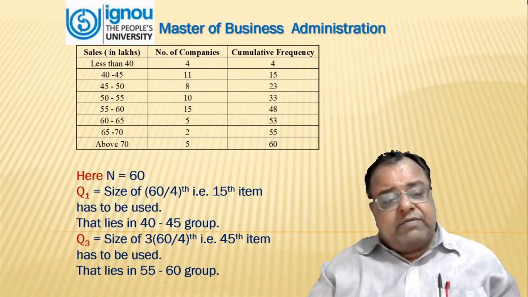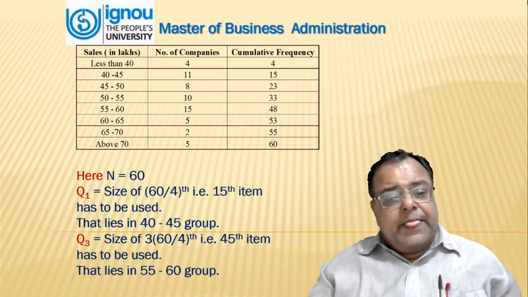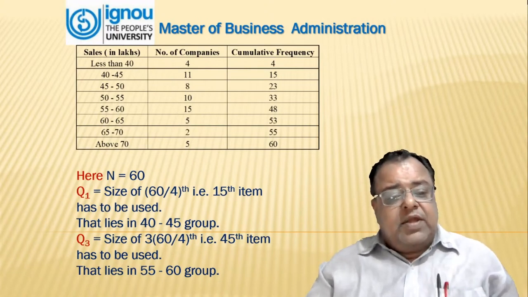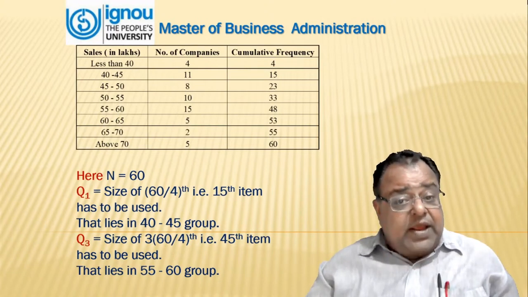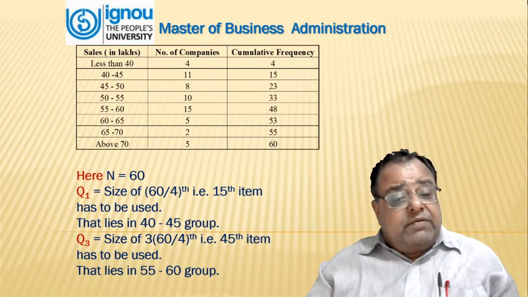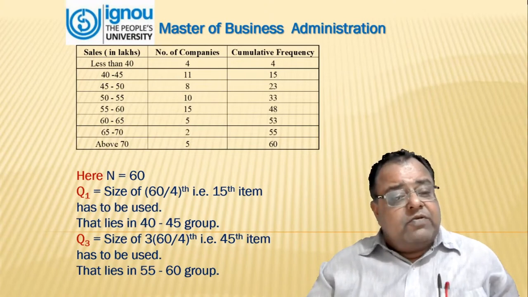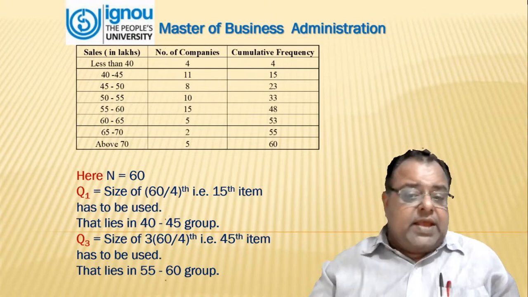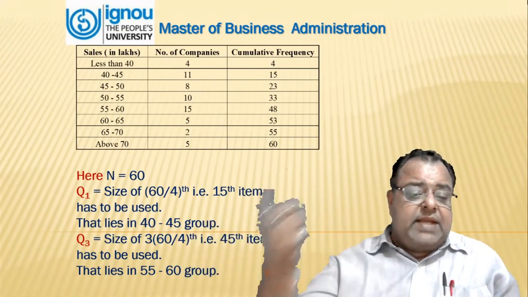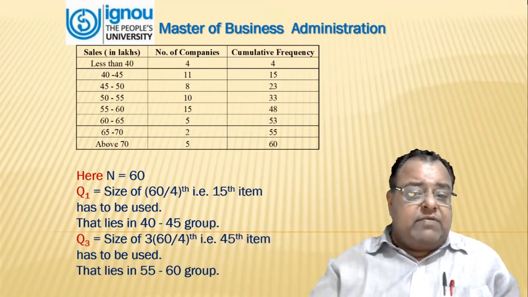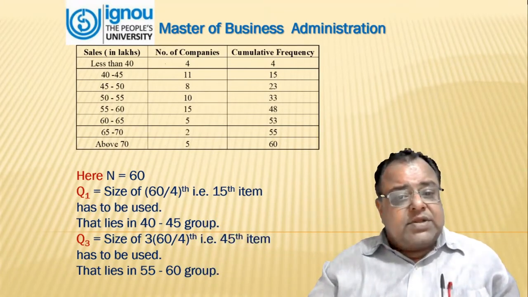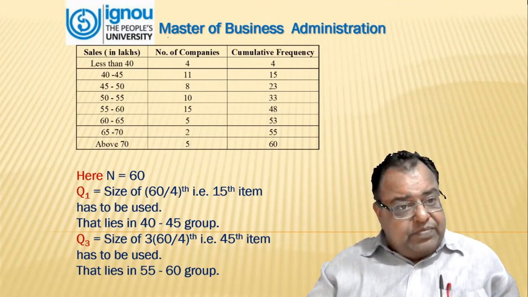First of all, we have to calculate Q1. Q1 is n by 4, that means the 15th value. We have to see in which class the 15th item comes. That comes in the 40 to 45 group. Then we move on to Q3, that is 3 times this, which will be straight away 45. 45 comes in the 55 to 60 group.